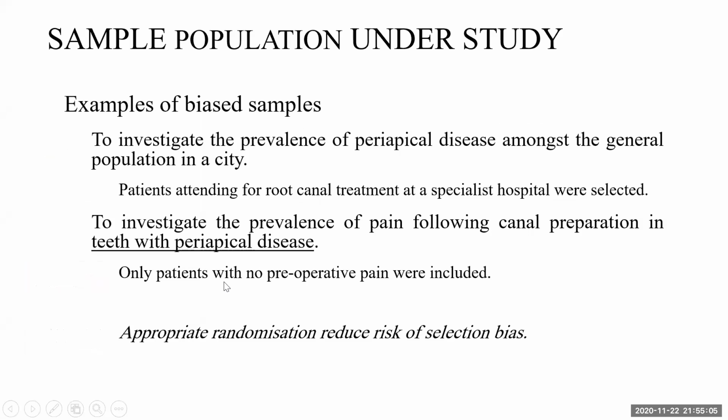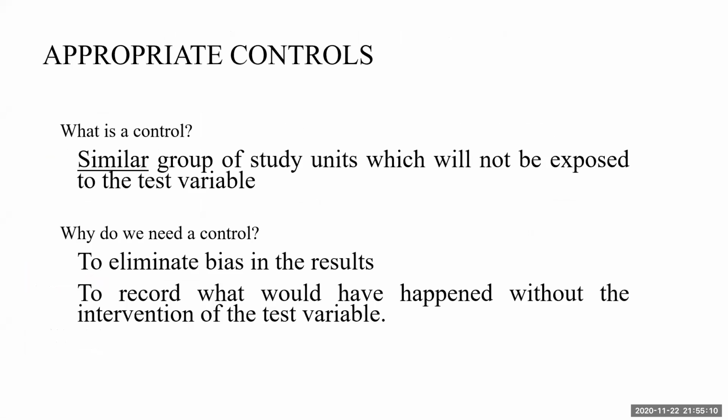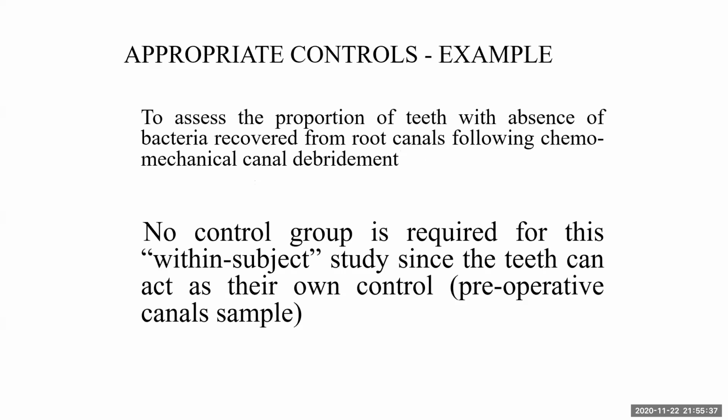So, as we say, appropriate randomization reduces the risk of selection bias. Also, we should choose appropriate controls. What is the control? It's a similar group of study units which will not be exposed to the test variable. Why do we need a control? First of all, to eliminate bias in the results. Second, to record what would have happened without the intervention of the test variable. So the control is very important in a good design study.